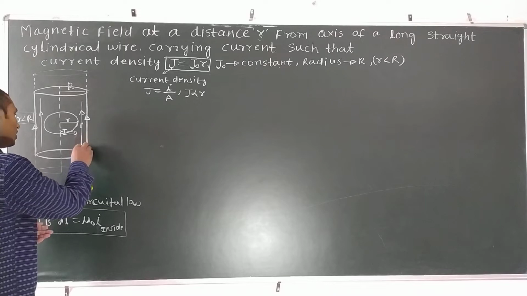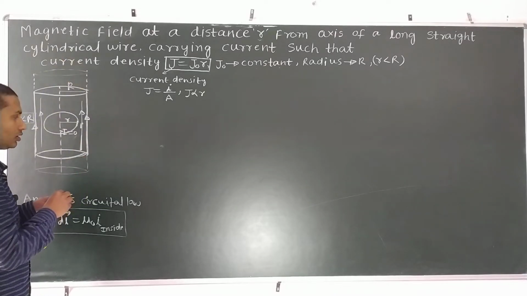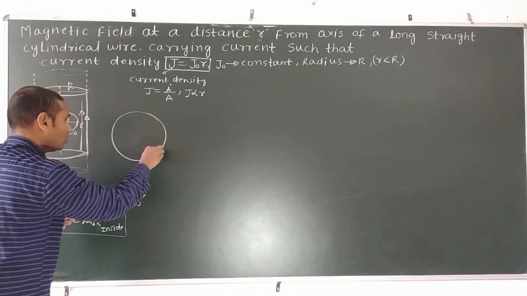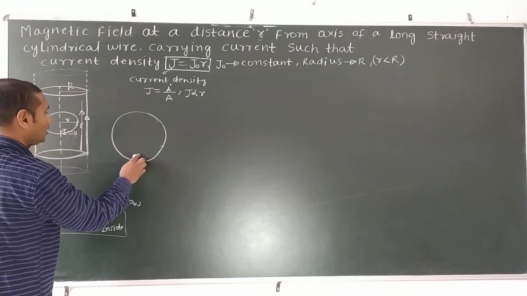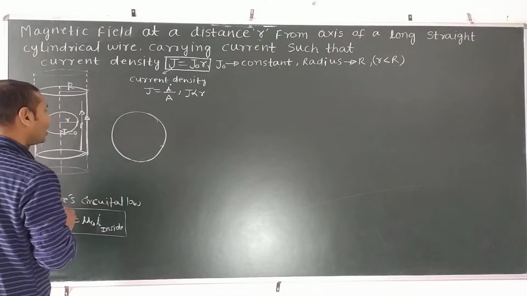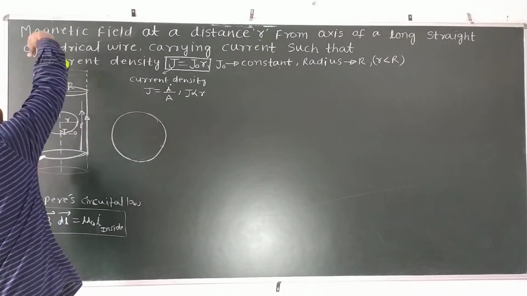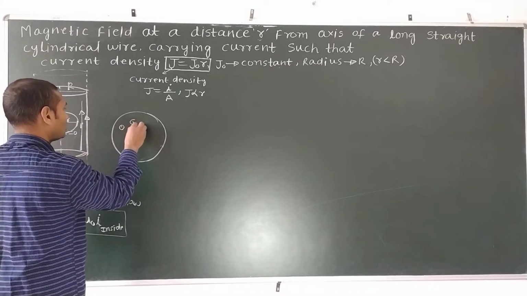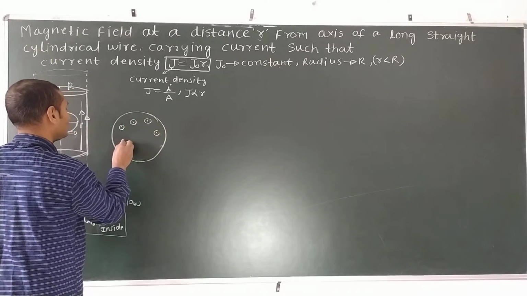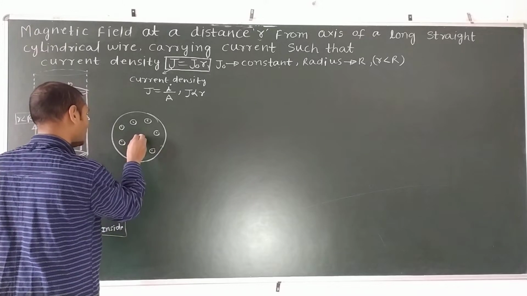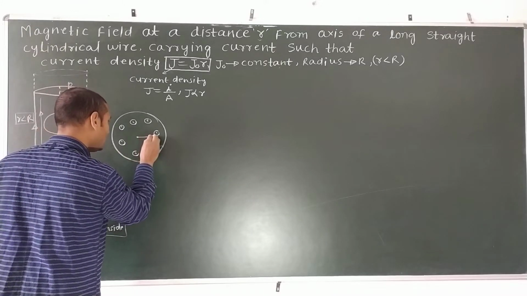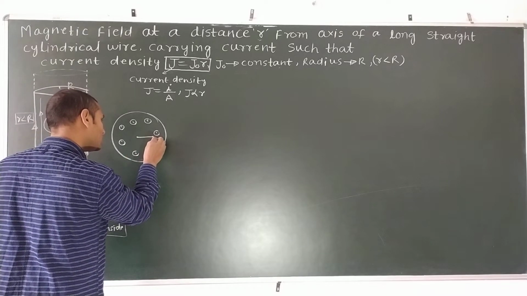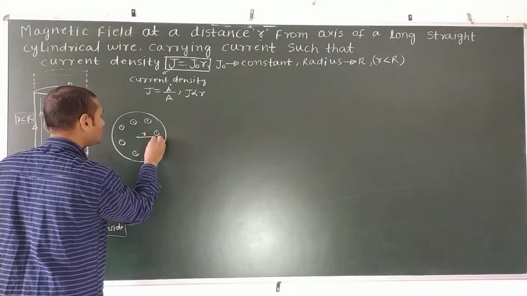So we have to take the top view of this wire. This is the top view of the wire. The current is upward, so the current is outwards, and we represent it as a dot. This is the center of the wire, and we have to find the magnitude of the magnetic field at a distance r at a point P.